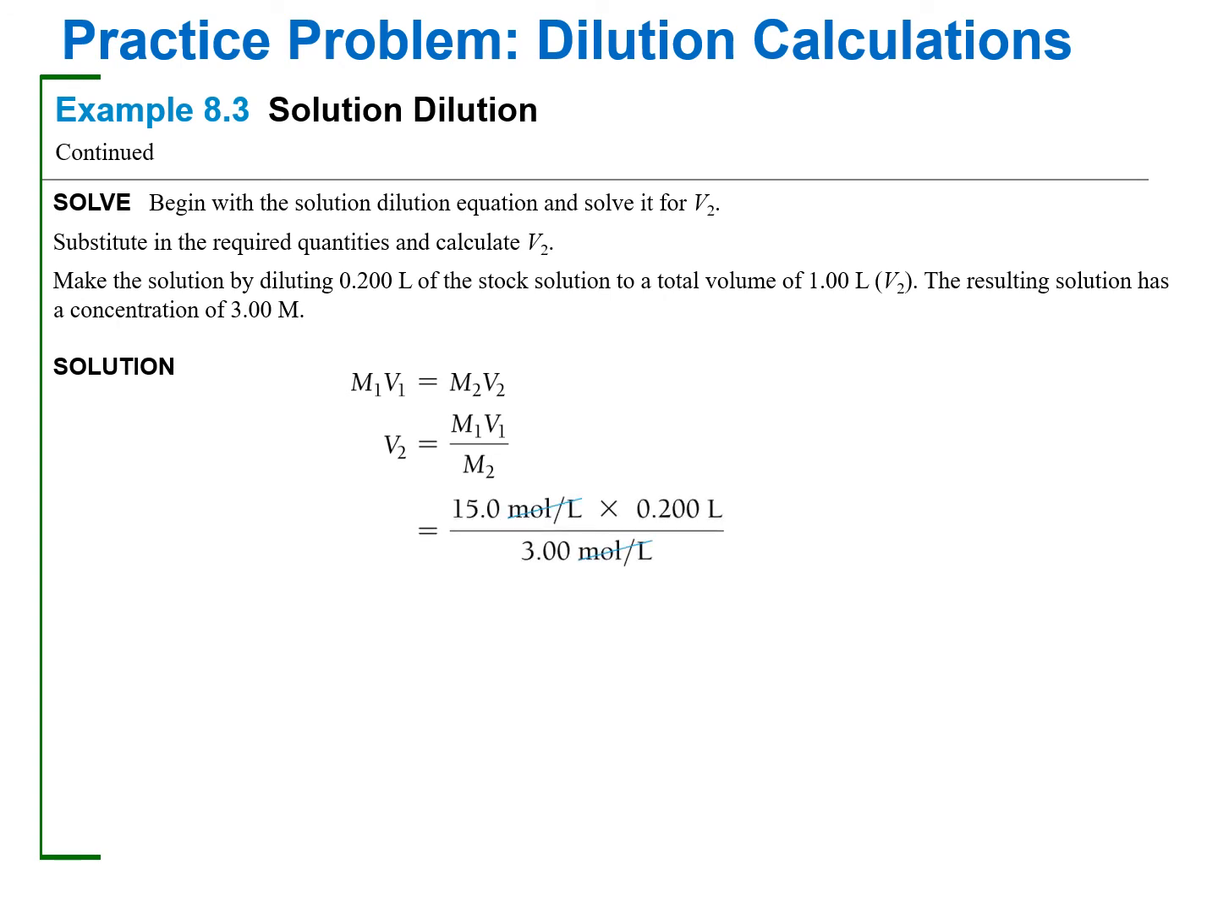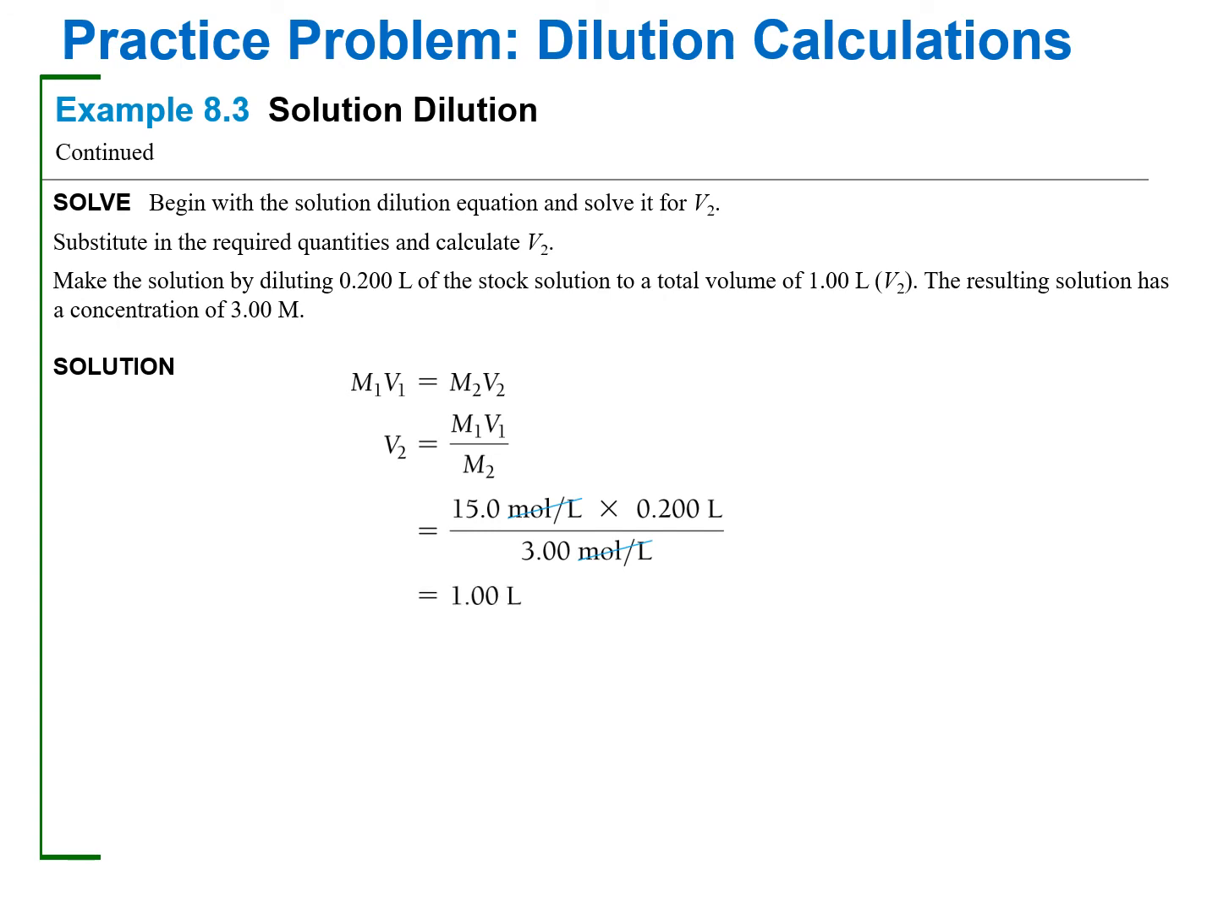So you can see here our initial concentration was 15 moles per liter, and we have a volume of 0.2 liters, and then we divide by 3 molarity, and what we want to end up with is a volume. So if we get rid of moles per liter, what we end up with is liters, which is good. The units that we're left with is liters because the units that we're looking for are going to be in liters. That's what a volume is.